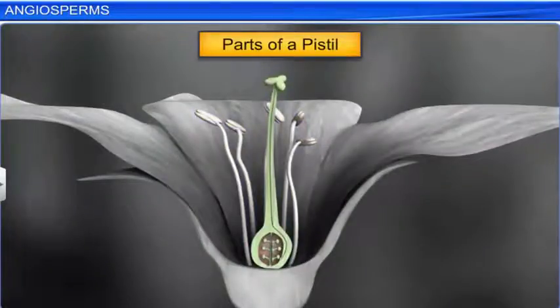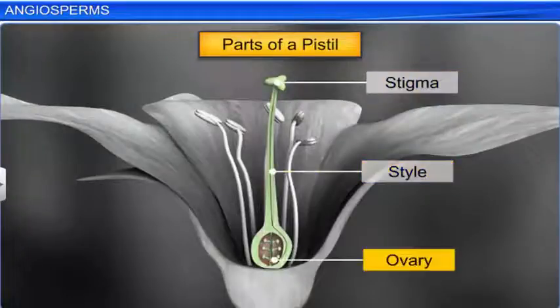On the other hand, the pistil consists of the stigma at the tip, followed by the style in the middle and an ovary at the base.